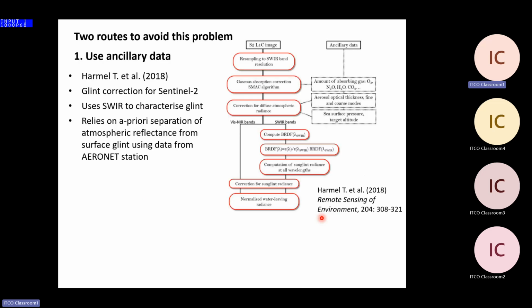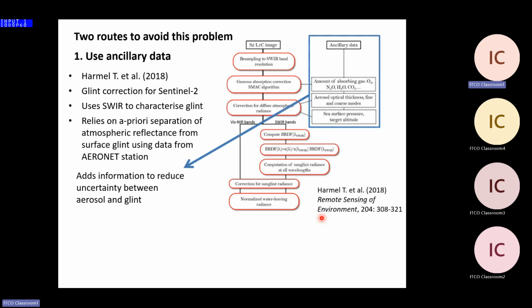It might be, it might not be, but it's a kind of problem with this stuff. There are two ways around the problem. The first one is the strategy used in this paper by Tristan Harmel, on glint correction and atmospheric correction of Sentinel-2. Essentially, they pull in ancillary data for the aerosol optical thickness from an AERONET station. So there's an uncertainty between the aerosols and the glint, but if you can pull in ancillary information about the aerosol optical thickness, then you're adding information to the system to help you resolve that uncertainty, which might enable you to do a better job.